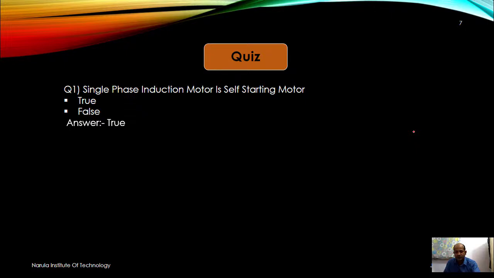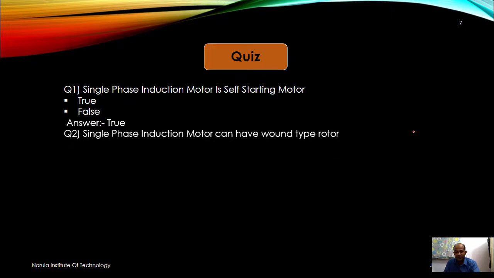Okay, so the right answer is yes, it is true. Single phase, no, the answer here is wrong. So the answer would be false. Single phase induction motor is not a self-starting motor. So the answer is false.